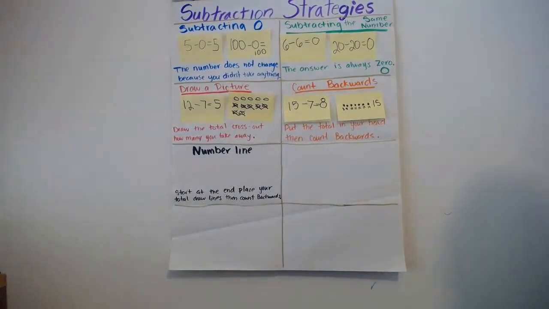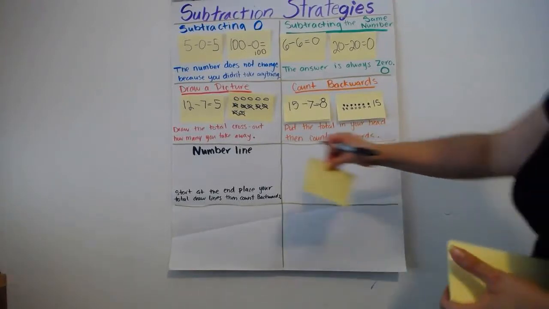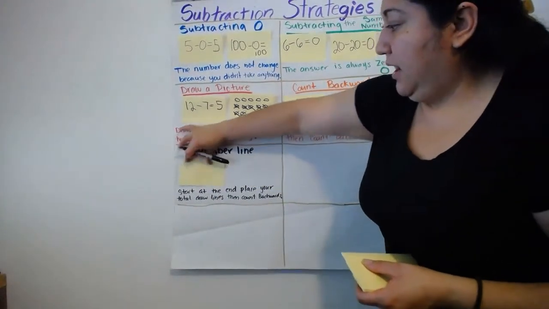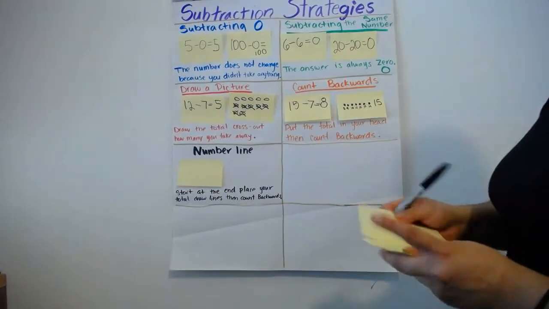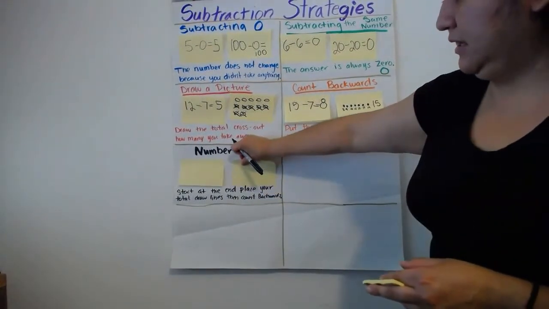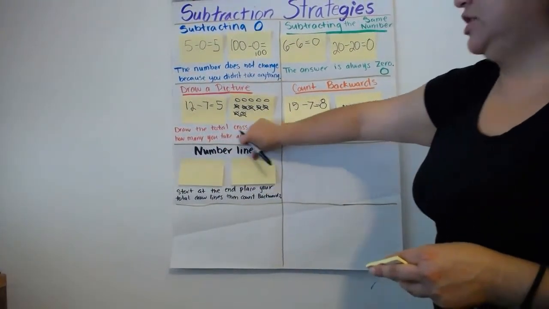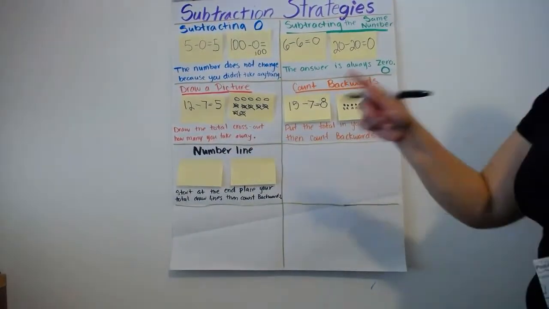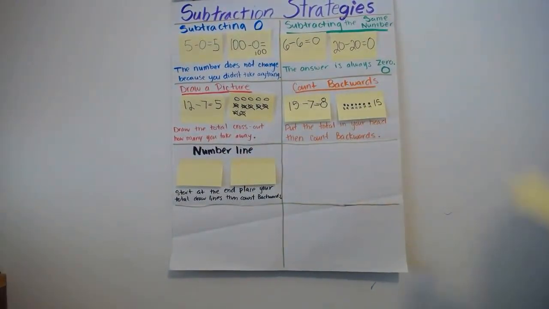Okay. The number line. We have practiced this one before, and basically you would draw a number line, but instead of starting at the beginning, you will start at the end, because you're trying to find what you're taking away, and when you're taking away, you're counting backwards.